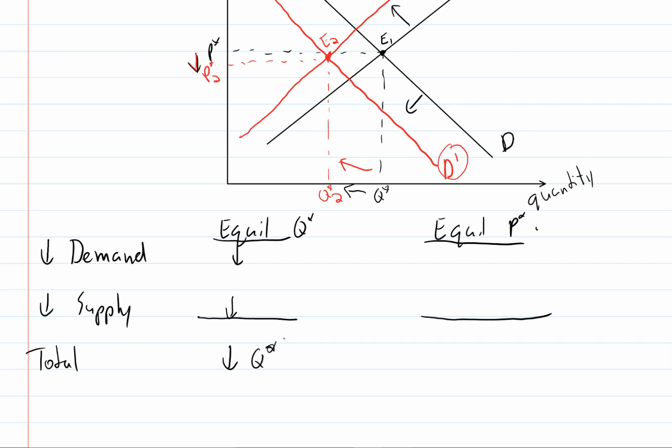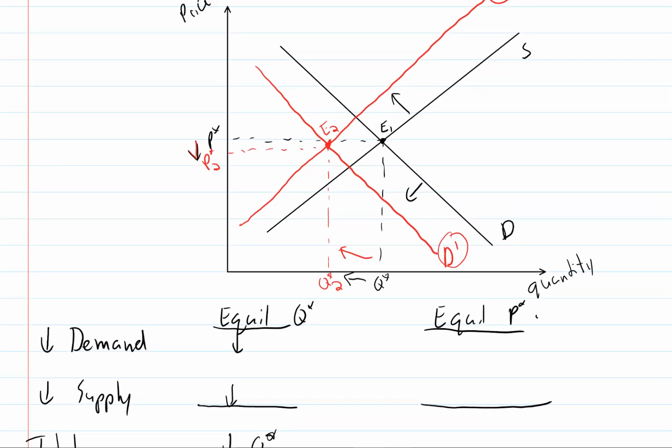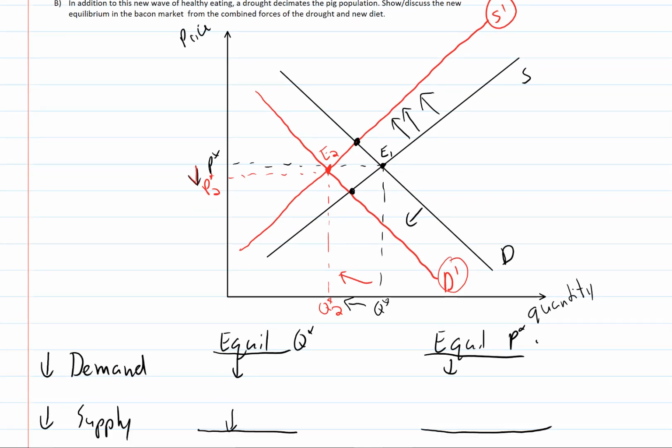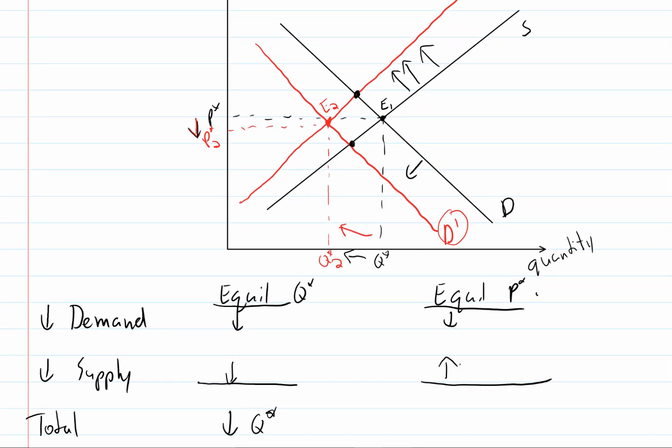Now let's do the same for price. Okay, so looking at demand, a decrease in demand is going to cause downward pressure on prices. If we just looked at E1 and the effect of just this decrease in demand, we saw this in the last video as well, that's going to cause a decrease in price. So there's downward pressure on prices from this decrease in demand. Now this decrease in supply is causing upward pressure on prices.